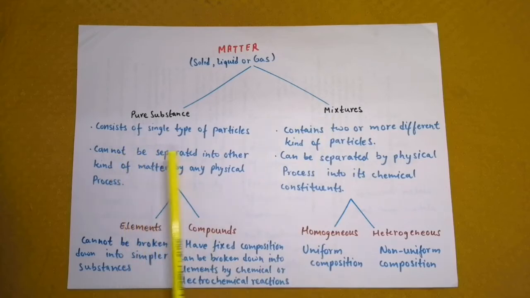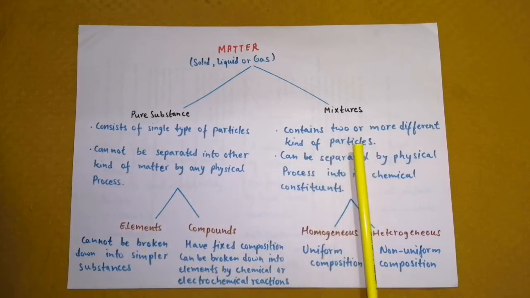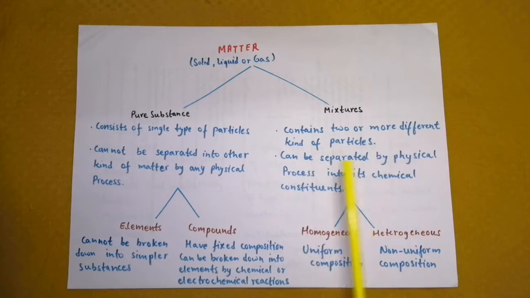Pure substances consist of a single type of particles and can't be separated into other kinds of matter by any physical process. Whereas a mixture contains two or more different kinds of particles and can be separated by physical processes into its constituents. Pure substances can be elements or compounds. An element can't be broken down into simpler substances, and compounds have fixed composition and can be broken down into elements by chemical or electrochemical reactions.